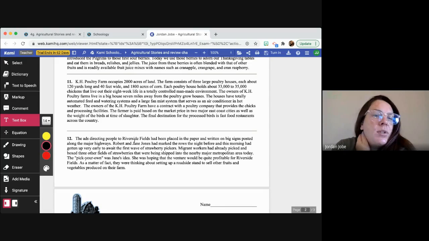The owners of KH Poultry Farm have a contract with a poultry company that provides the chicks and processing facilities. The farmer is paid based on the market price in 2 major East Coast cities, as well as the weight of the birds at the time of slaughter. The final destination for the processed birds is fast food restaurants across the country.